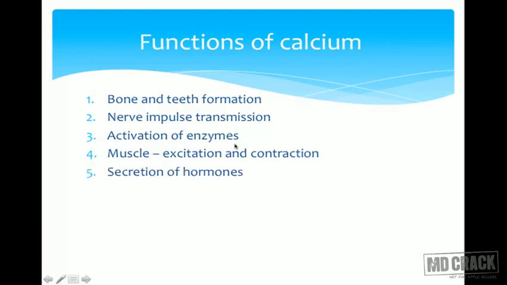Activation of enzymes, muscle excitation, contraction. Remember, in activation of enzymes, calcium binds to calmodulin and activates glycogen phosphorylase. Then muscle excitation, contraction, physiology, secretion of hormones. It also acts as a second messenger, and in blood clotting. So many things from physiology are also related to the different functions of calcium.